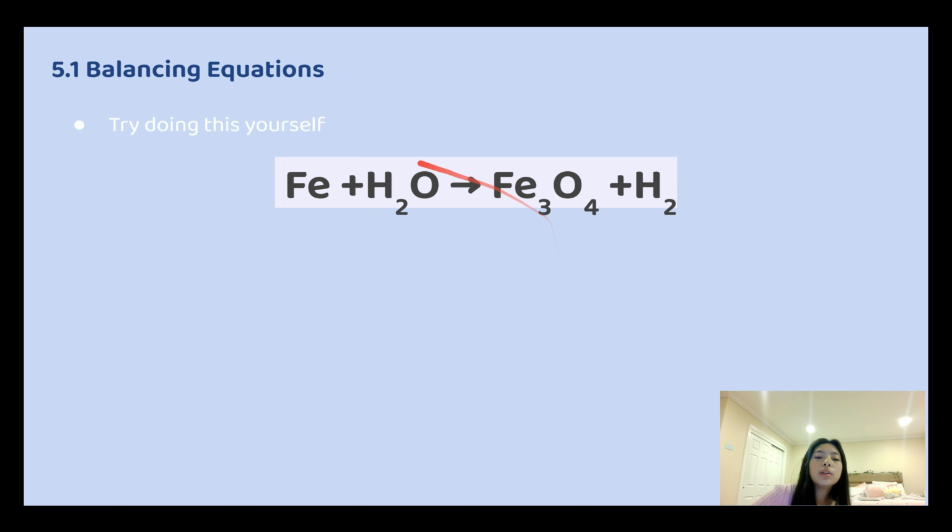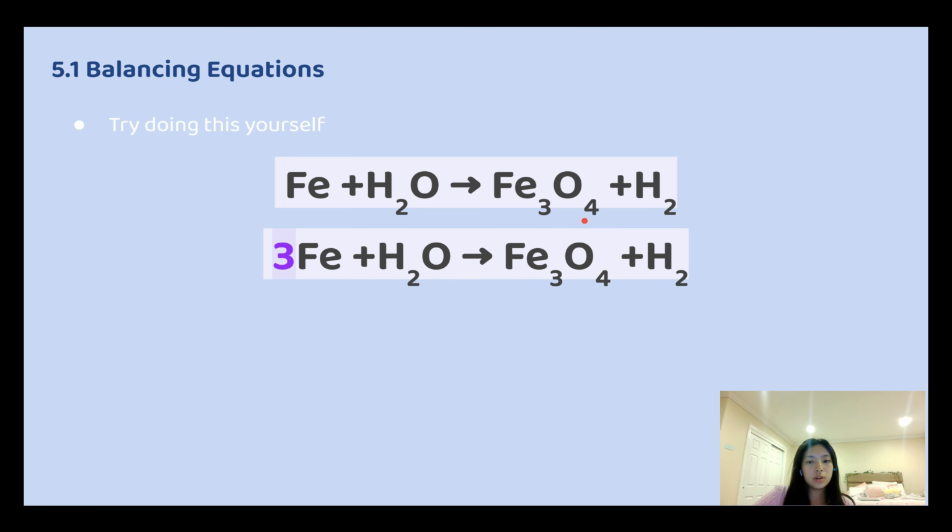Okay, so I'm going to look at iron. So there's 1 iron on the reactant side and 3 iron on the product side. So I'm going to put a coefficient of 3 here. Okay, and then there's 4 oxygen on the product side, and there's only 1 on the reactant side. So I'm going to put a coefficient of 4 in front of the H2O.